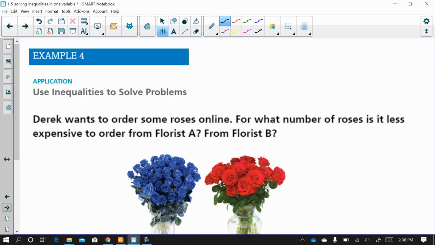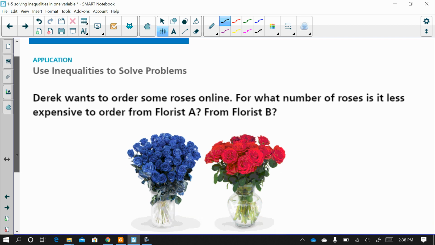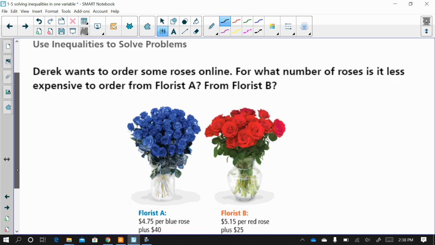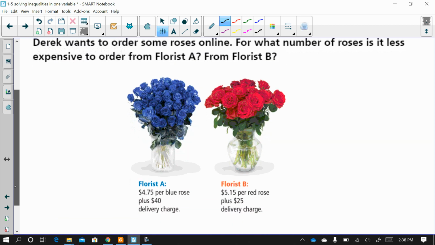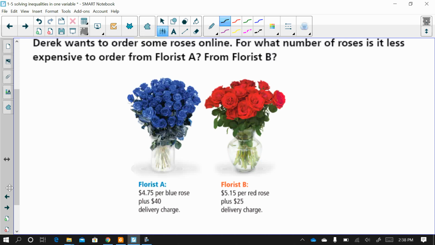Okay, word problem, everyone's favorite. These are super important, okay? So Derek wants to order some roses online. We want to know for what number of roses it is less expensive to order from florist A. We also want to talk about florist B. Okay, so here's florist A. We know they charge $4.75 per blue rose plus $40 delivery charge. Florist B, on the other hand, charges $5.15 per red rose plus a $25 delivery charge.